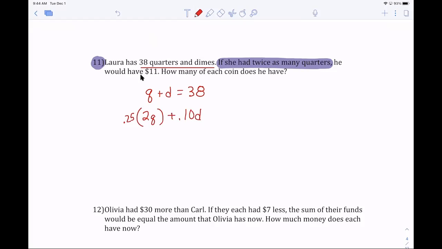I just did 10 cents because a dime is worth 10 cents. Like I did yesterday, after thinking about it, I'm going to go ahead and put 0.10. And then how much is the money worth now? 11.